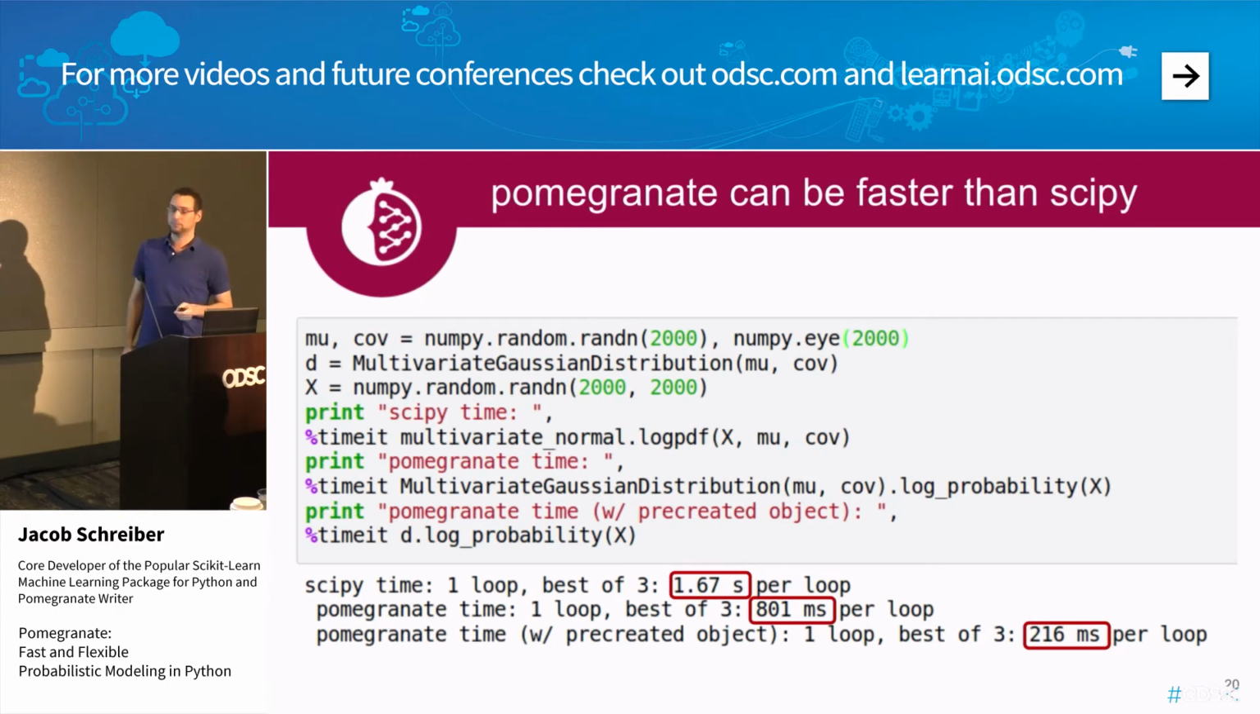So, next, Pomegranate can be faster than SciPy. If we, say, have 2,000 samples from a 2,000 dimensional matrix, and we want to calculate the log probability of them, we can use SciPy, and that takes around 1.67 seconds, or we can use Pomegranate, and it takes around 800 milliseconds. If we have a pre-created object in Pomegranate, then it only takes 216 milliseconds to calculate the log probability.